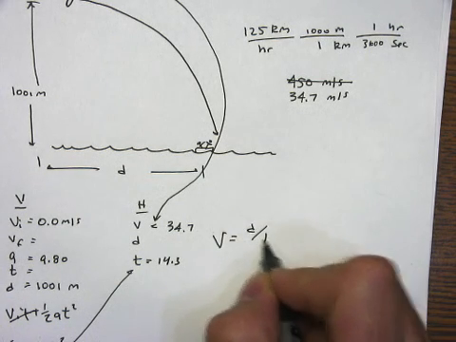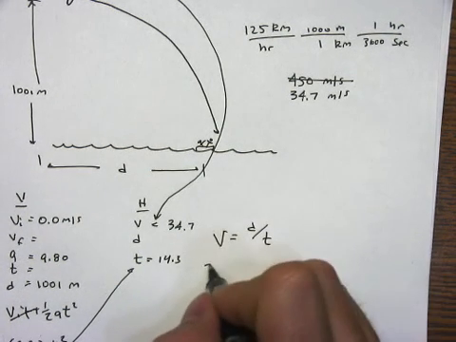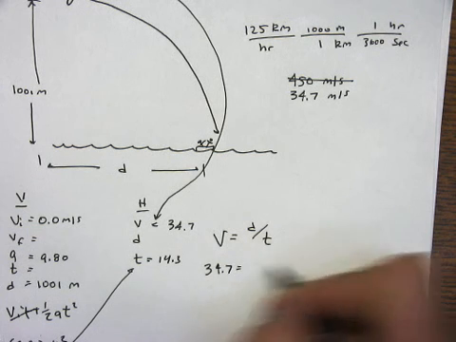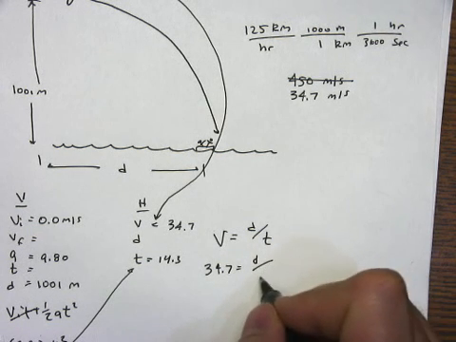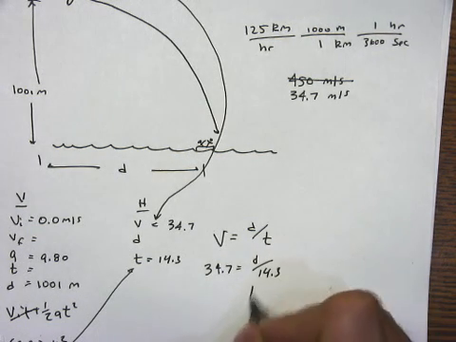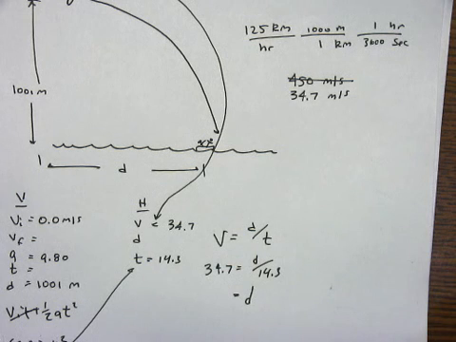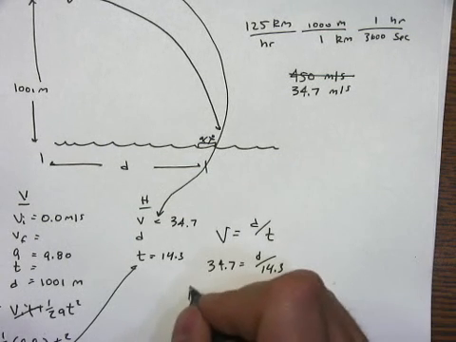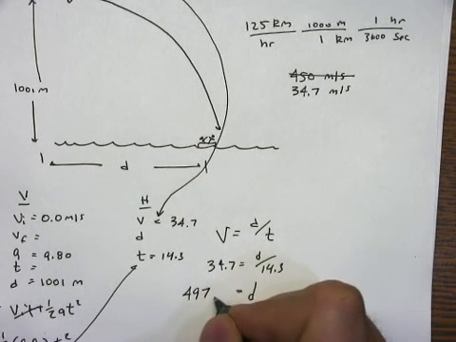So velocity equals distance over time. Velocity being 34.7. Distance unknown, time 14.3. So you take 34.7 times 14.3, and you get 497 meters.